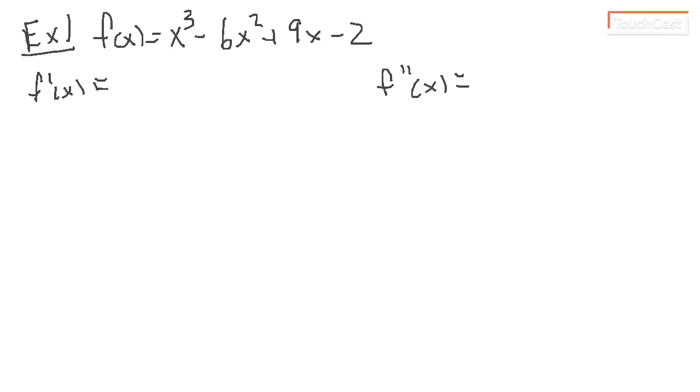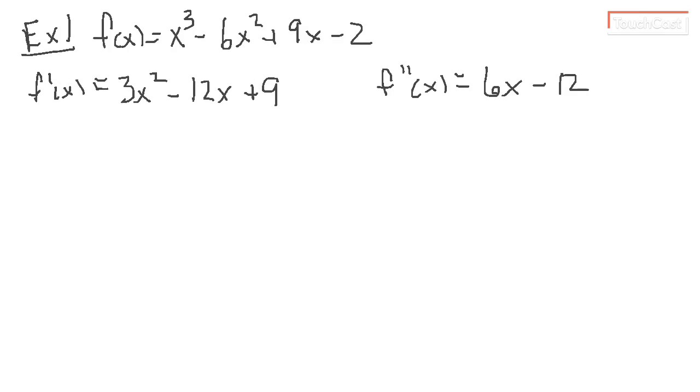So let's start by finding f prime. We can bring down the 3 on the x cubed, get 3x squared minus, bring the 2 down, so we get 12x plus 9. And then while we're at it, let's also find the second derivative. So we bring the 2 down from the 3x squared, get 6x minus 12.